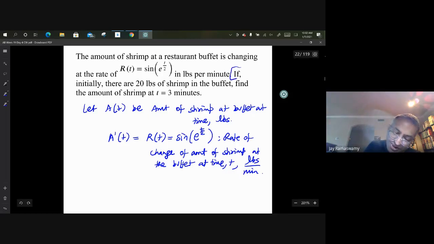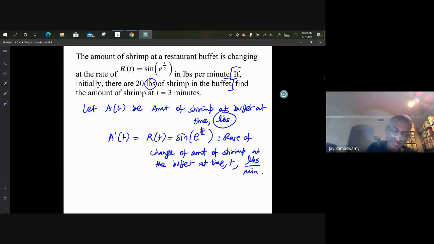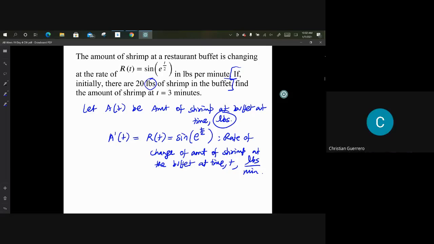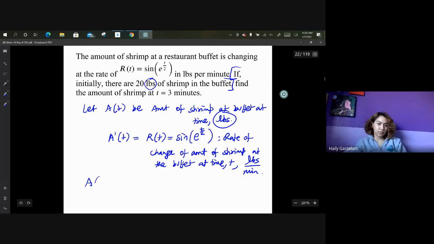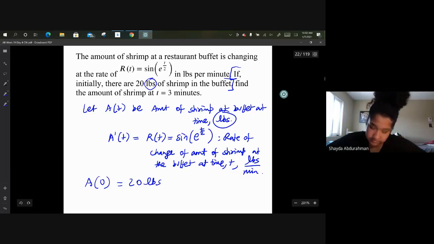I'm putting a bracket so you can focus. It says initially there are 20 pounds. Look at the units. If initially there are 20 pounds of shrimp in the buffet, what are they giving you indirectly? A of 0. The time is 0. Initially means time is 0. A of 0 equals 20 pounds. Is everybody okay there?